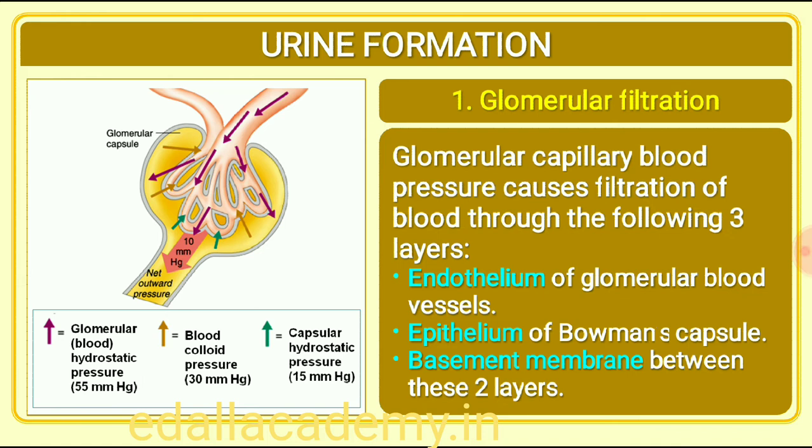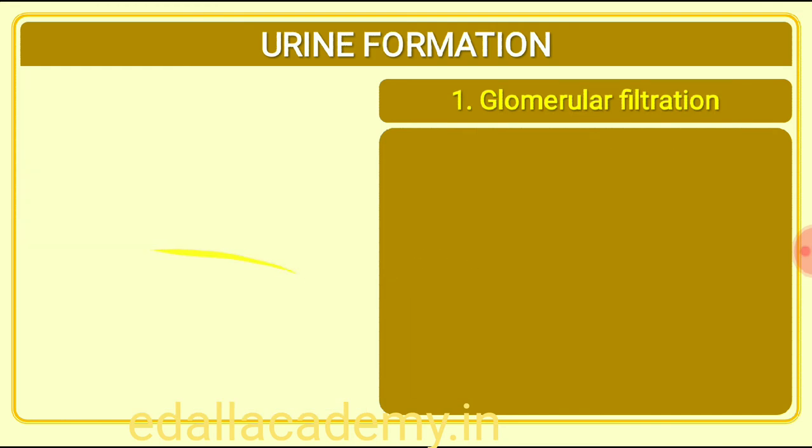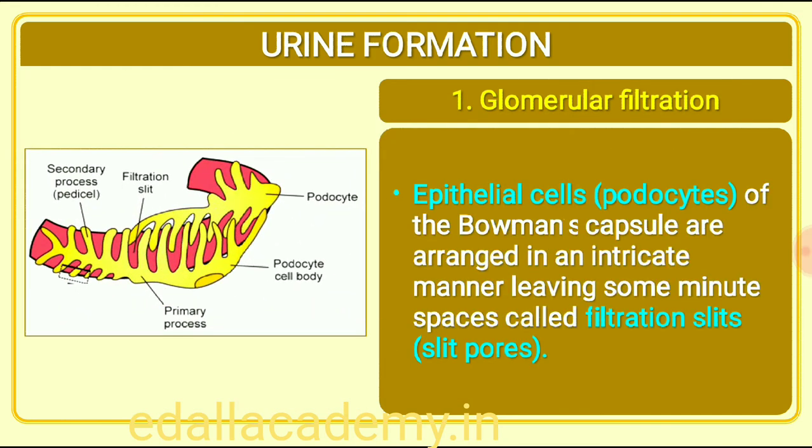The glomerular capillary blood pressure causes filtration of blood through three layers, that is, the endothelium of glomerular blood vessels, the epithelium of Bowman's capsule and a basement membrane between these two layers. The epithelial cells of Bowman's capsule, called podocytes, are arranged in an intricate manner so as to leave some minute spaces called filtration slits or slit pores.